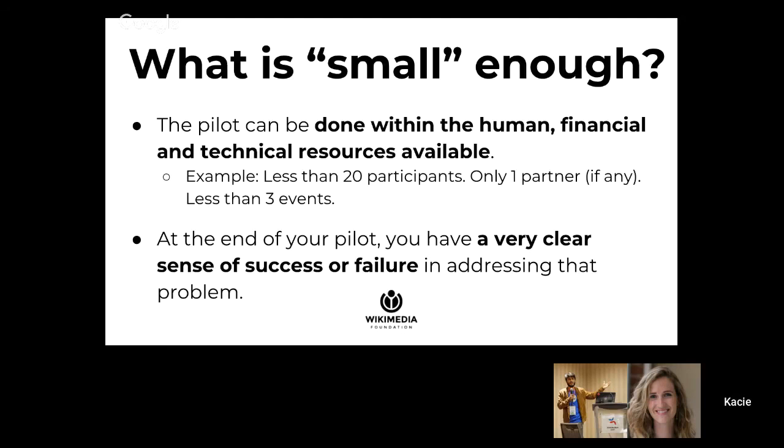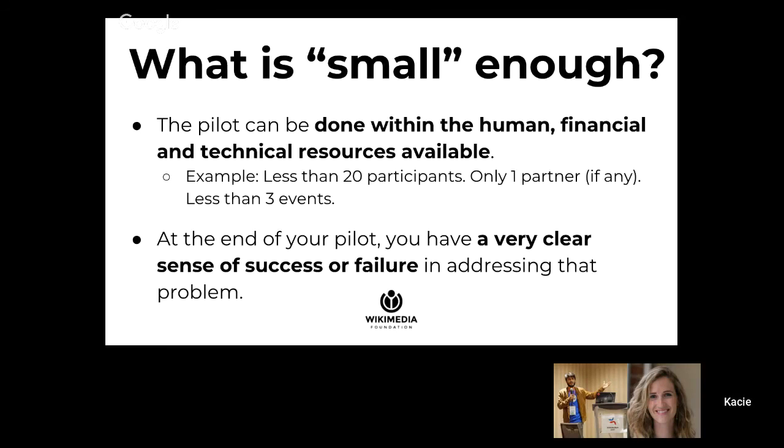You want to start fairly small. An example from an event would be an event with less than 20 participants, only one partner, if any partners at all, and less than three events. So, not planning a large series of things, but just one or two things to see how things go. One or two events to see how things go, sorry.